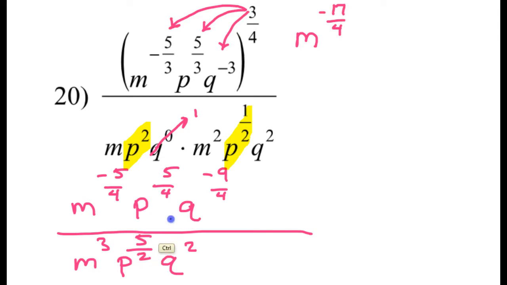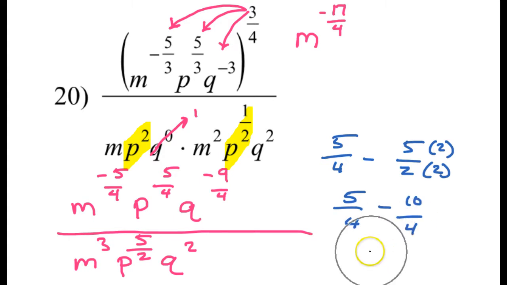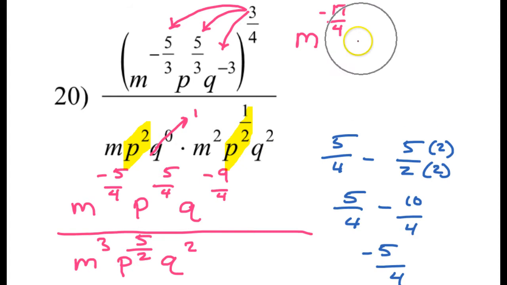Okay, now I'm looking at the p's. So look at those powers. I need to do 5 fourths minus 5 halves. Let's make like denominators real quick. That's going to be 5 fourths minus 10 fourths, so that's going to be minus 5 fourths. So I have p to the negative 5 fourths.